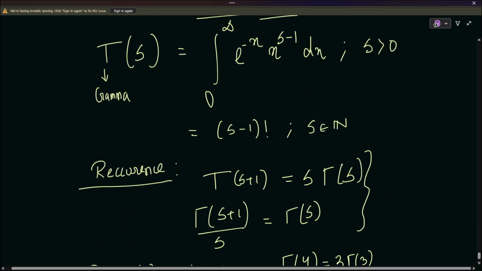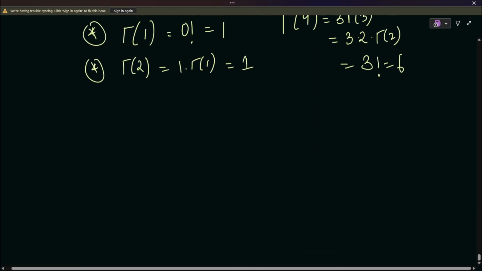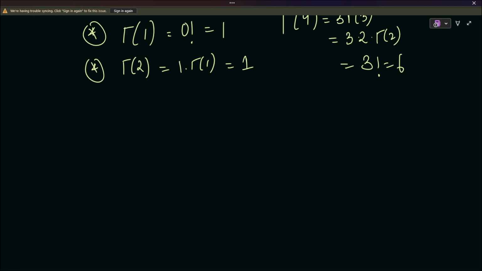Now, this is the integral, so please study it carefully: 0 to infinity, e to the power minus x, x to the power s minus 1 dx. There are a lot of variants of this integral that will be used, so I'm going to show you a few of them today.